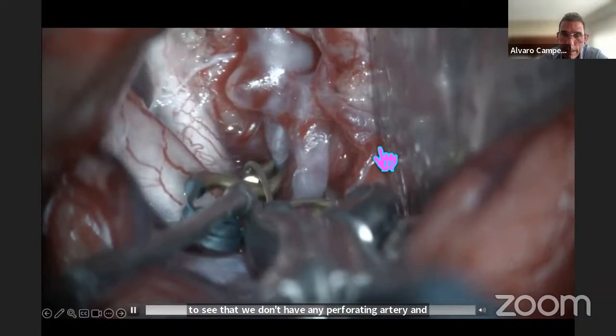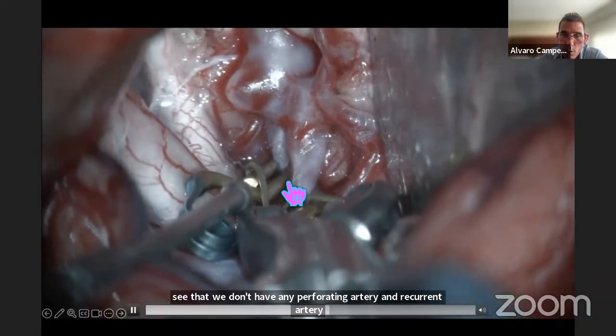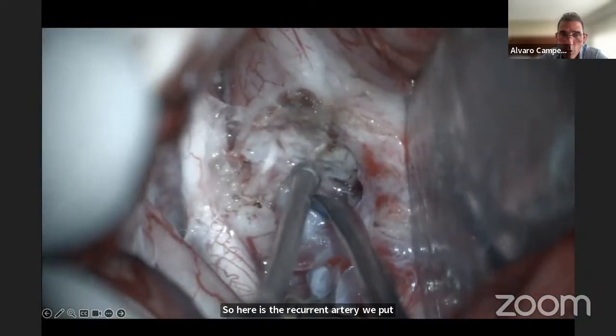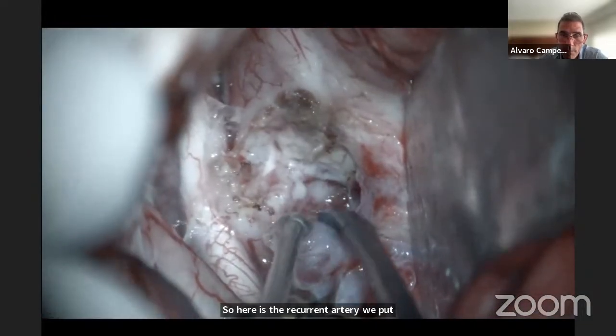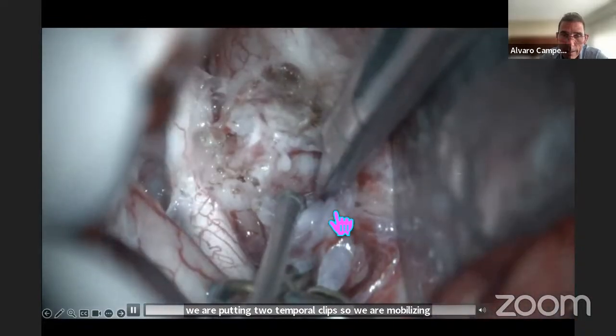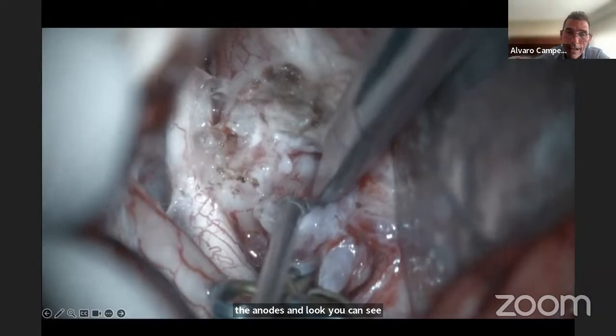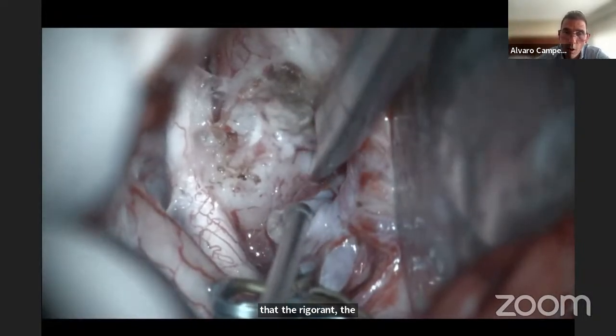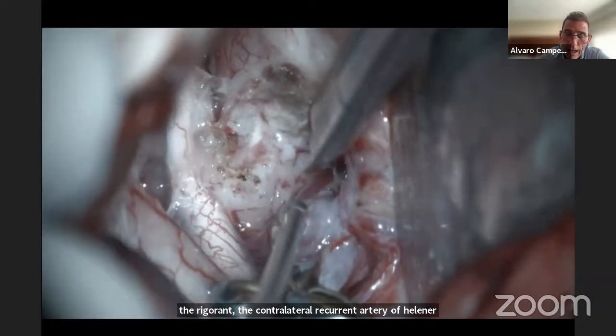So here is the recurrent artery. We are putting two temporary clips. So we are mobilizing the aneurysm, and look, you can see that the contralateral recurrent artery of Heubner is very close to the aneurysm.